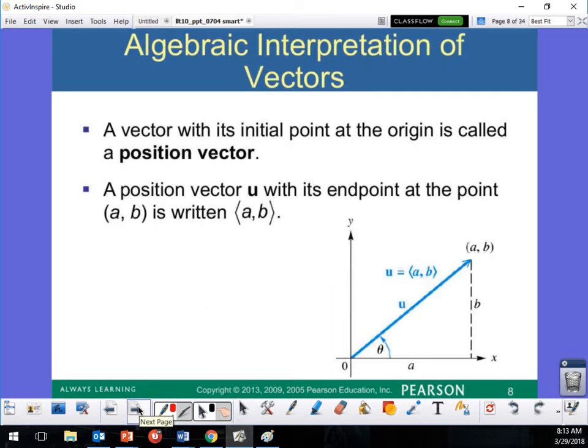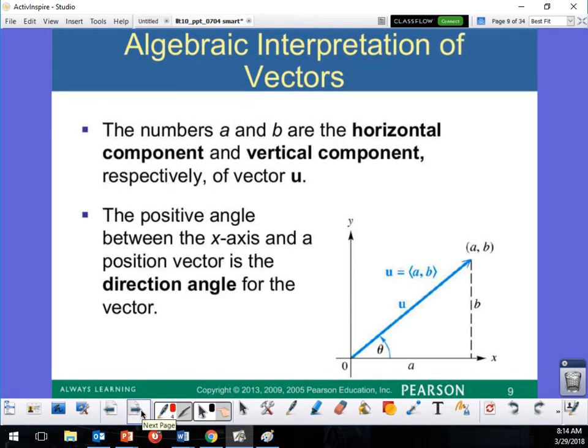So a vector with its initial point at the origin is called a position vector. So from the origin out to here is going to be a position vector. A position vector u with its endpoint at the point (a, b) is written as vector. If you notice, these are not parentheses anymore, are they? So you can make those kind of pointy, <a, b>, and it's starting from this point right here, where my angle is going to be theta. Okay. Angle is going to be theta here.